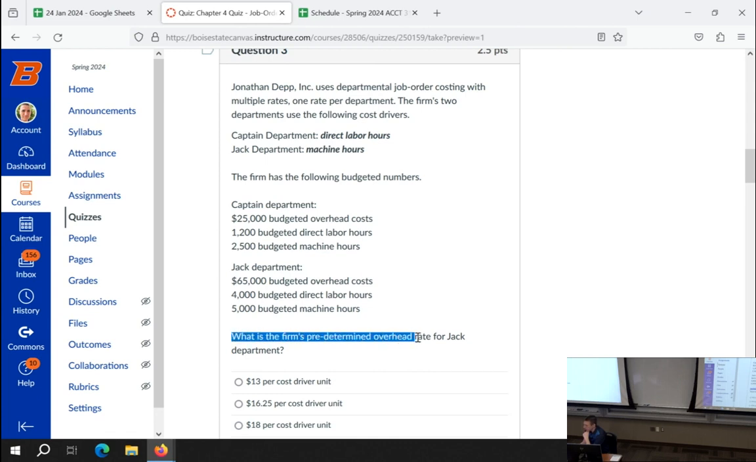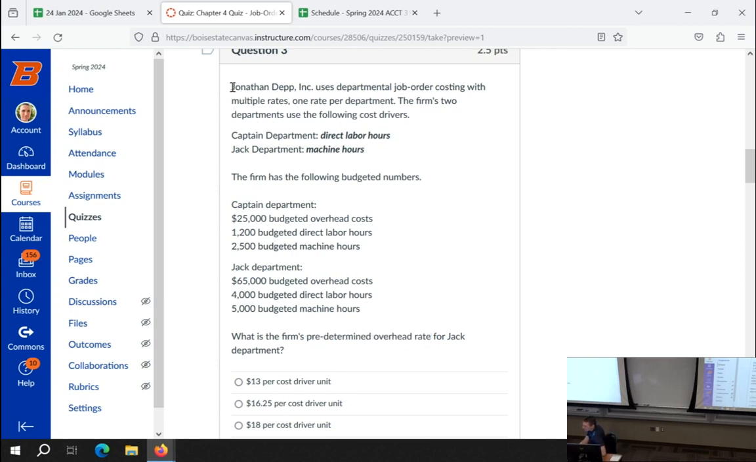All right, so yeah, I can read the question stem. What is the firm's predetermined overhead rate for the Jack department? Okay, so there are two departments here. I can reference the right files in my brain. Okay, departmental overhead rates, predetermined overhead rate, that sounds like job order costing. So if I'm on a midterm and I've got questions about CVP, job order costing, ABC, and process costing, this helps me zero in and say, this particular file in my brain or this part of my one page of notes is where I'm probably referencing.